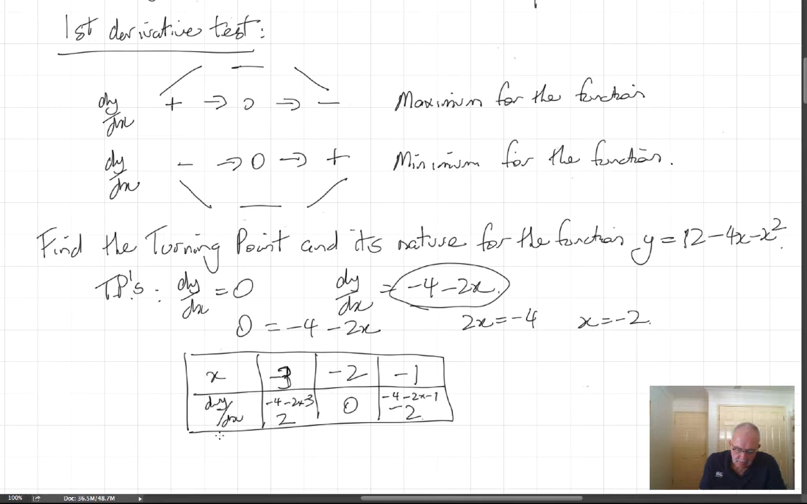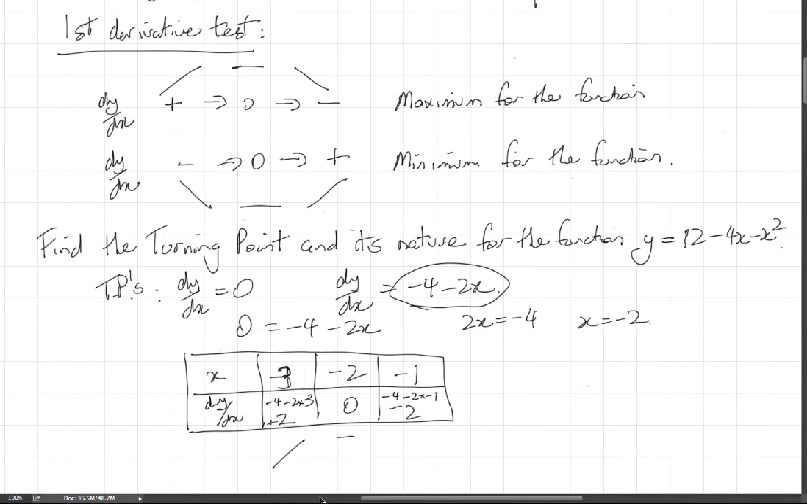So my gradient has gone from a positive 2, positive gradients look like that, it's gone to 0, and then it's gone to a negative gradient. So therefore, using this as the first derivative test, this must be a maximum up here, a maximum occurs at x equals negative 2.